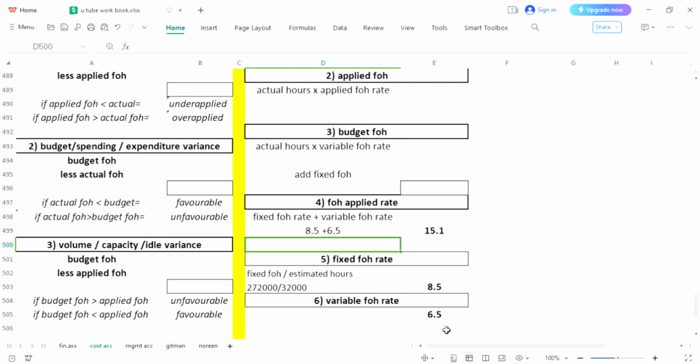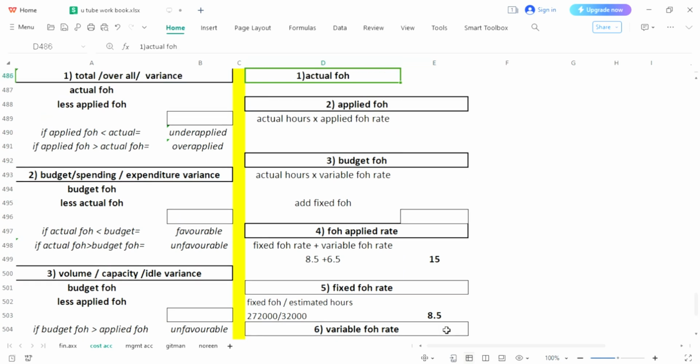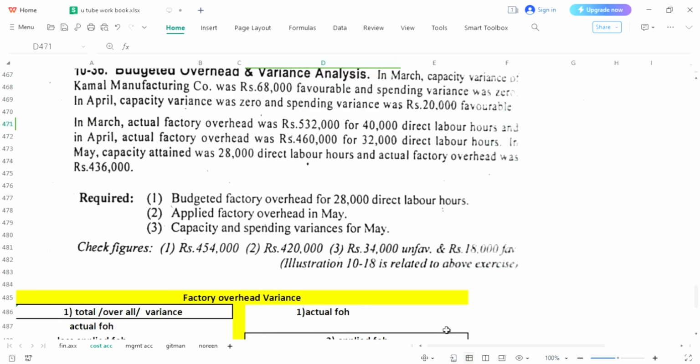So we have, what is this, something, so 6.5 actually. So we have got our rate, which is 15, applied FH rate. Can we calculate now applied and actual FH? Everything should be calculated, but first we will see what is the requirement of the question.